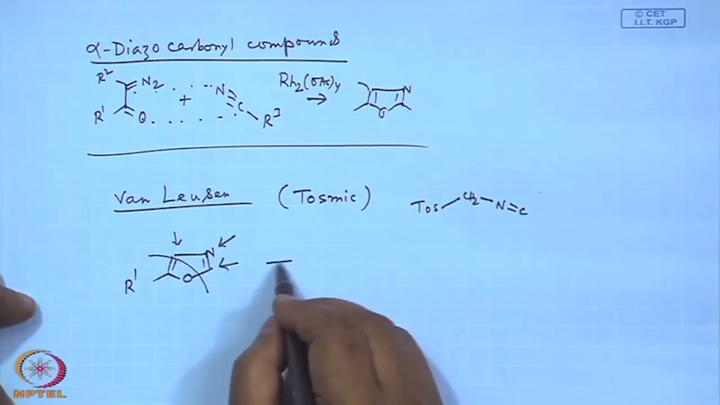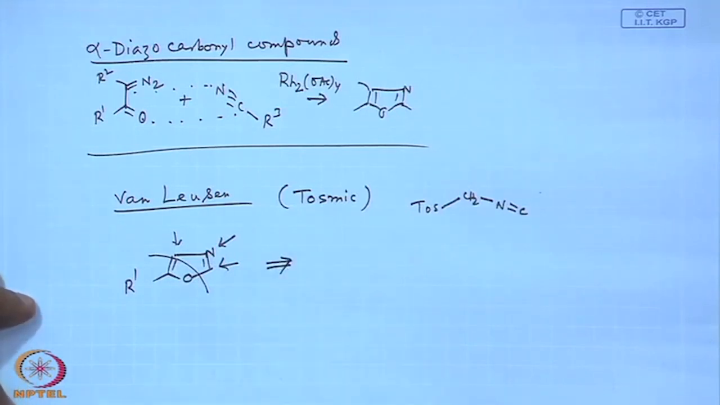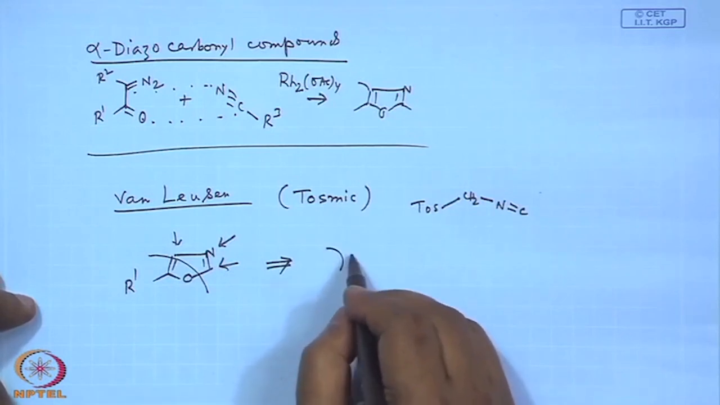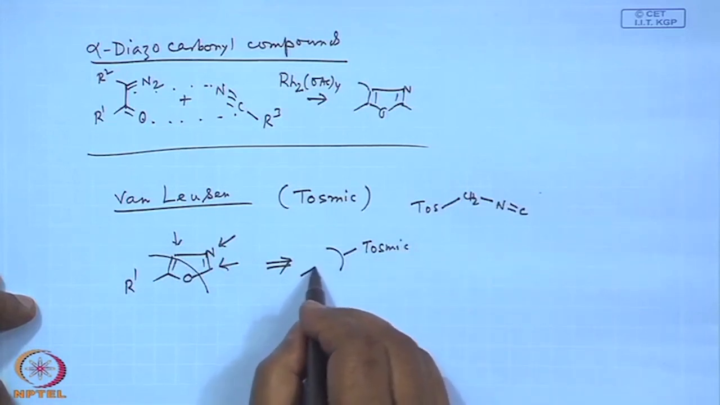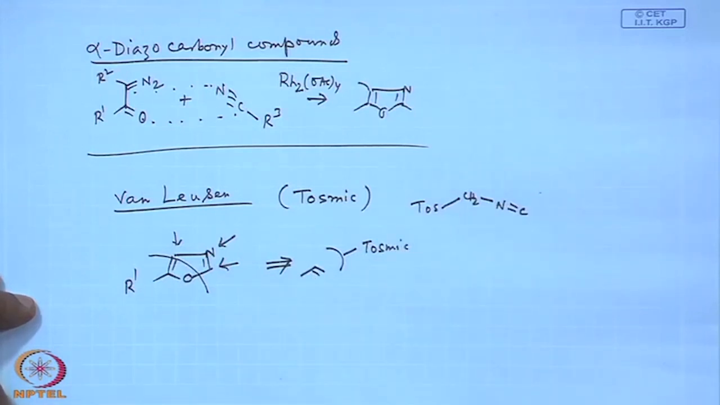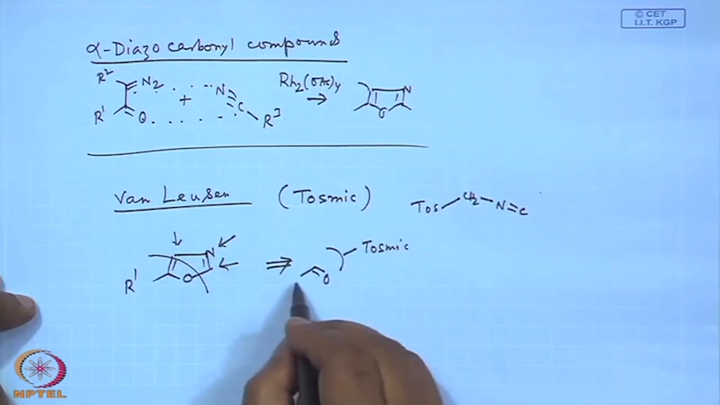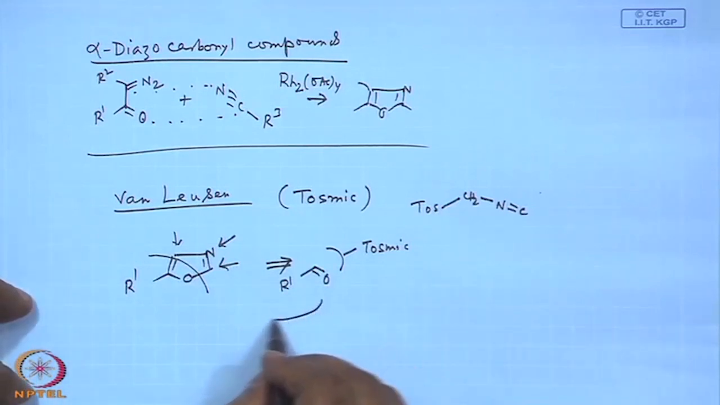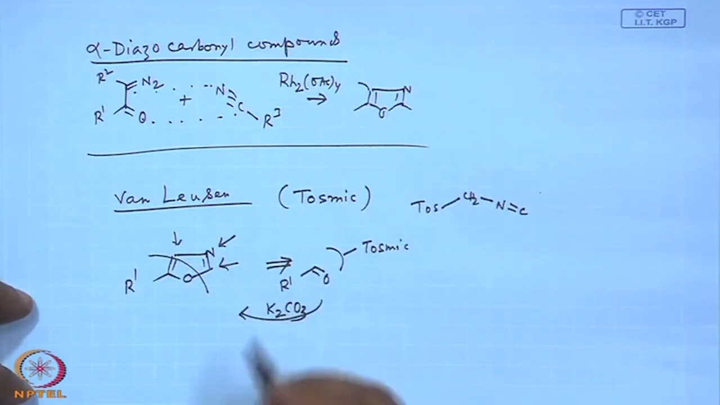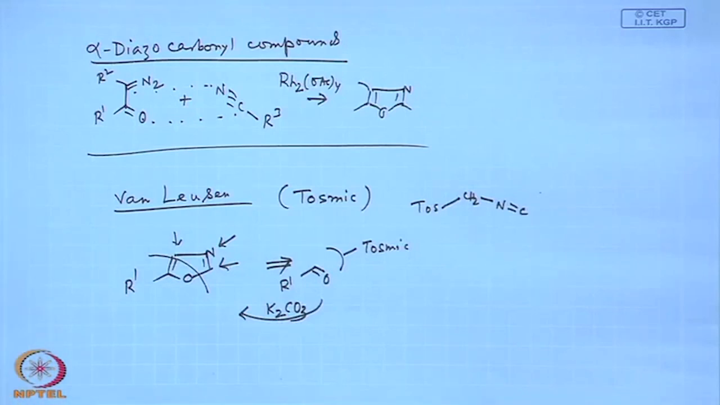So what should be the starting material? This one is TosMIC, and the other one is, in this case, of course, an aldehyde. So if you have TosMIC and the corresponding aldehyde, the reaction is so easy, and by the way, the reaction conditions are very easy. You just add some potassium carbonate, and eventually you get to this compound. Okay, and this reaction is pretty general.